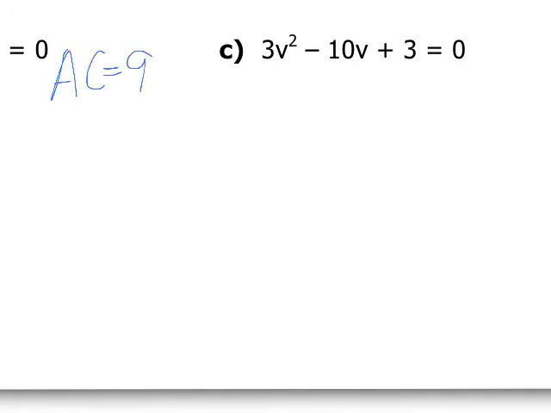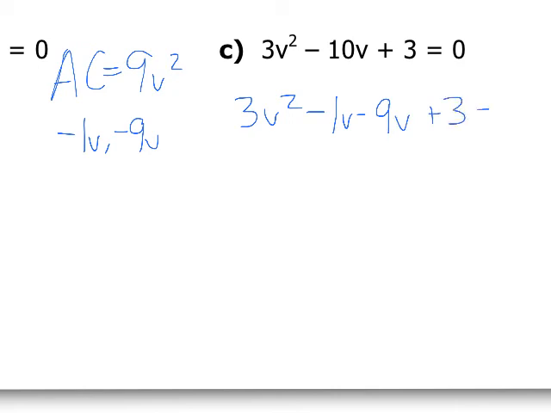AC is 9v squared. The factors of 9v squared that add up to negative 10 in the middle would be negative 1v and negative 9v. So again, if you don't need to list out all your factors, that's fine. But if you ever get stuck, list out your factors. Don't be lazy. List out your factors. Okay? So 3v squared comes down. That middle negative 10v breaks into minus 1v, minus 9v. The plus 3 comes down, and my equal 0 comes down, so I don't forget to solve.